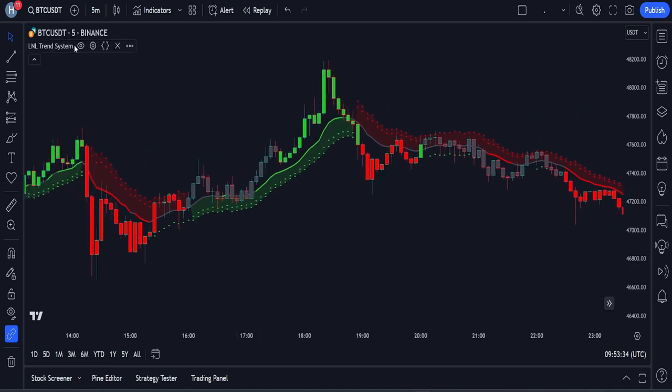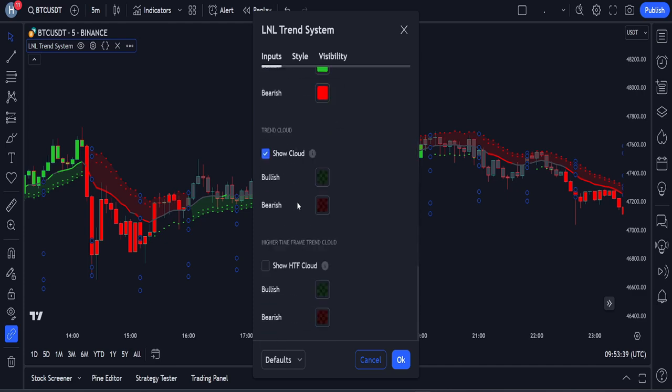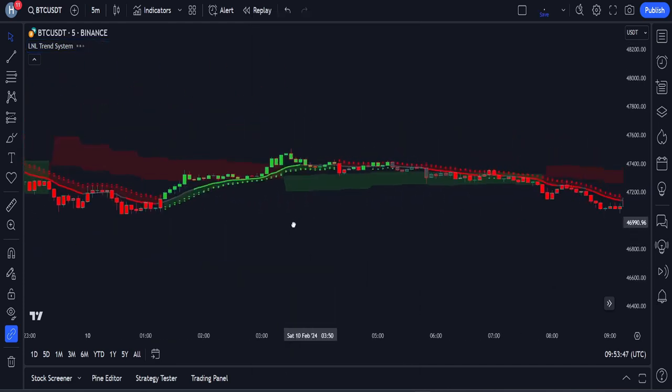But first of all, we have to turn it on in the settings. So we will open the settings of this indicator, and in the input section, we will enable this option. This is how it looks on the chart.